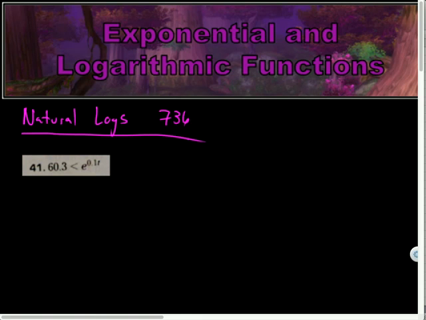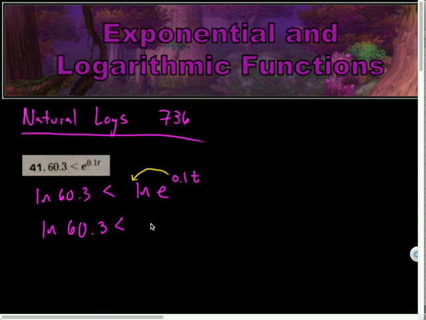So for this problem, I would likely just ln both sides. So ln of 60.3 is less than ln of e to the 0.1t. And then I could use our power property to pull this out front. So ln of 60.3 is less than 0.1t times ln of e. What is ln of e? 1, right? Because e to the what power is e? 1, the first power, right?